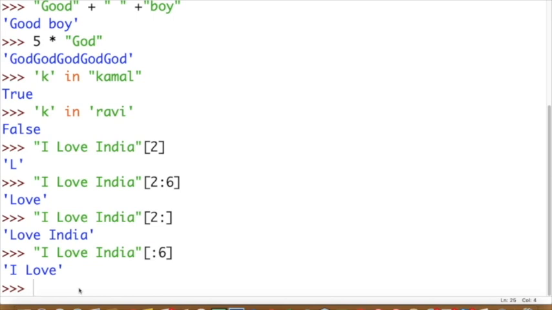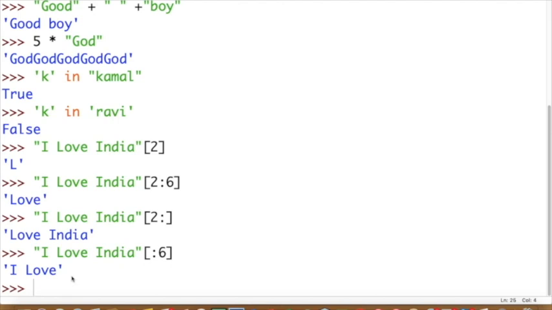And at 5, we have the letter E. So, starting from I, we will go up to E. So, I is 0, space is 1, L is 2, O is 3, V is 4, and E is 5. So, it gives us the output, I love. So, this is clear to you. Now, let us go for the next example.